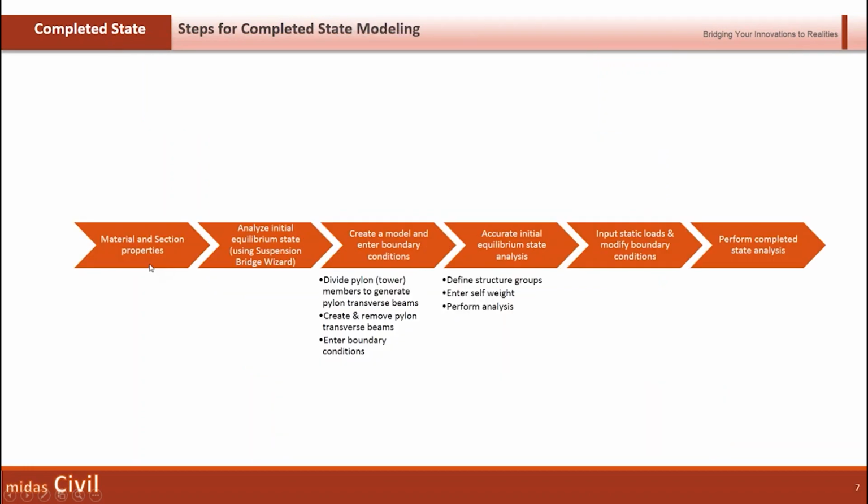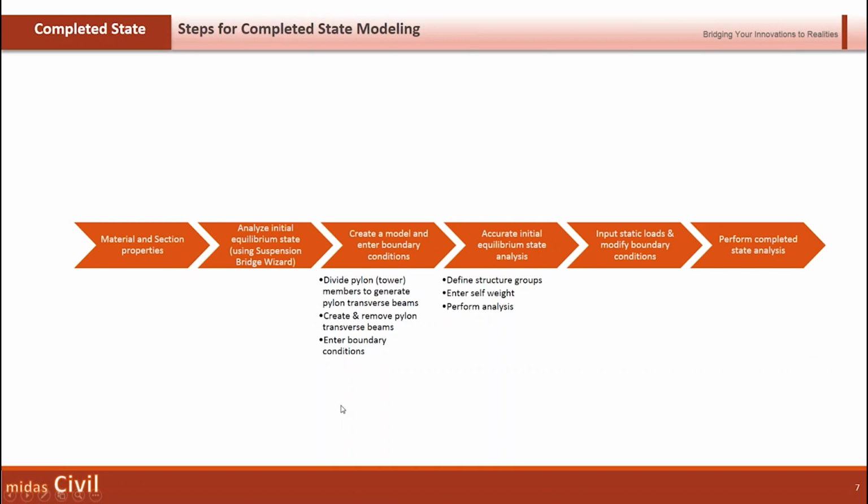So the steps that we'll be following in today's webinar are that we'll first give the material and section properties, then we'll analyze the initial equilibrium state using the wizard, then as I told you we'll do modifications, and then we'll perform another analysis to get the optimized results, and then we'll give the other loadings and we'll perform a completed state analysis. So this will be the general flow of the webinar.